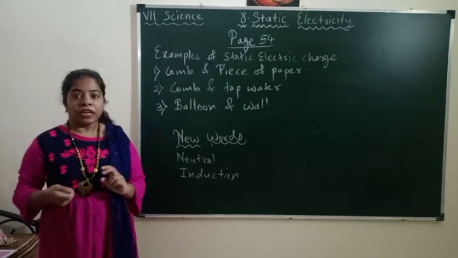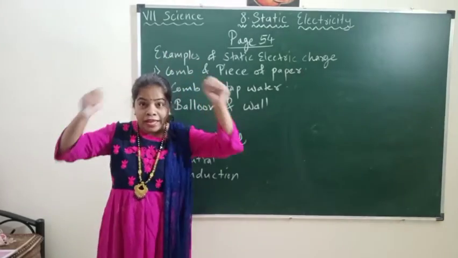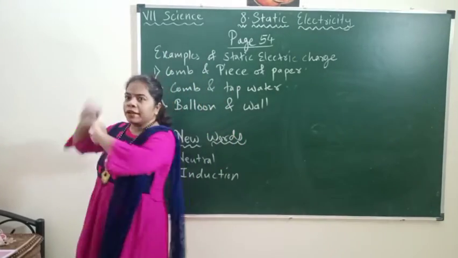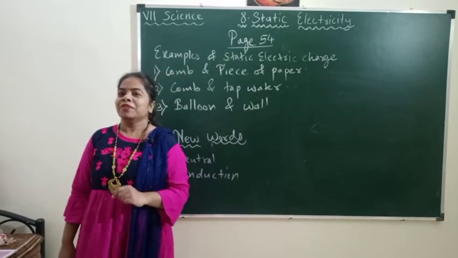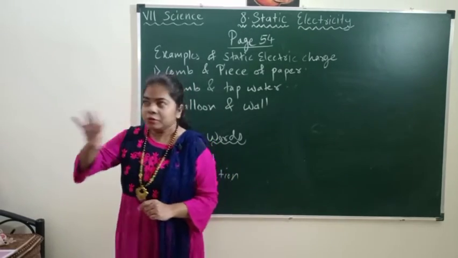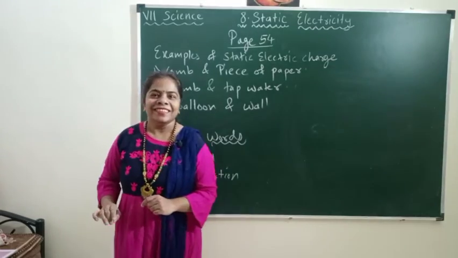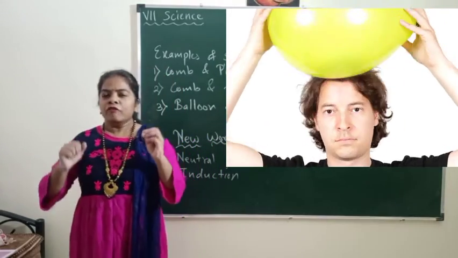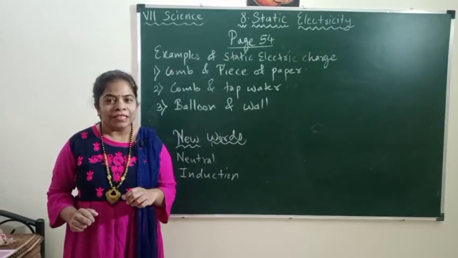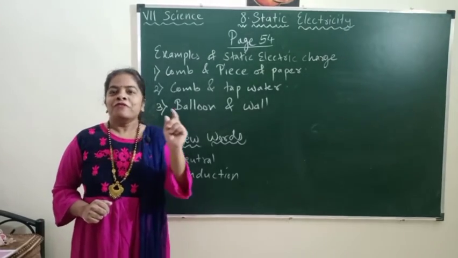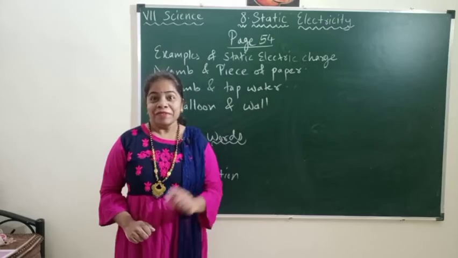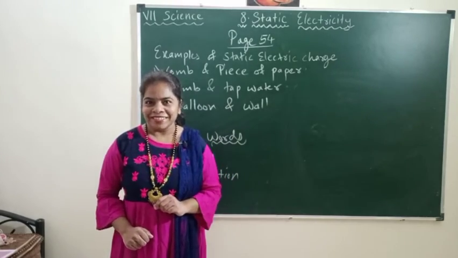Next one, balloon and wall. You rub a balloon on your hair and take it near the wall. You might have seen this also, children, in most birthday parties, that the balloon is sticking on the wall, right? So these are a few everyday examples of static electricity or frictional electricity. We have seen this in the last page.